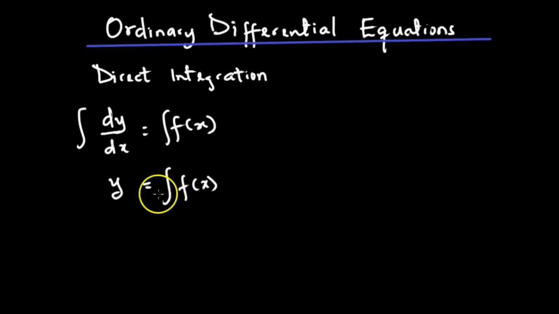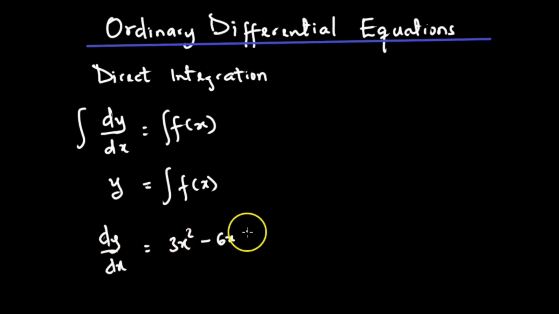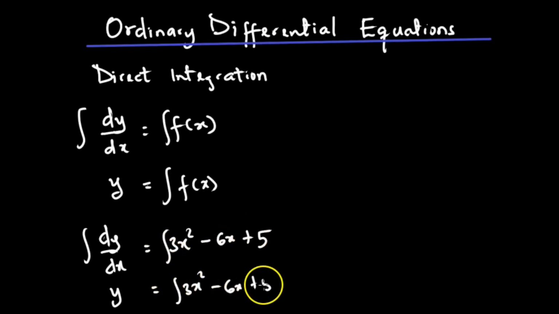Very simple. If we have, for example, dy/dx equals 3x squared minus 6x plus 5, this is a first order differential equation. To solve this ODE and simply get the value of y, I can just integrate both sides. When I integrate dy/dx, I have y, and that's going to be equal to the integral of 3x squared minus 6x plus 5 dx. The right side is a function of x.